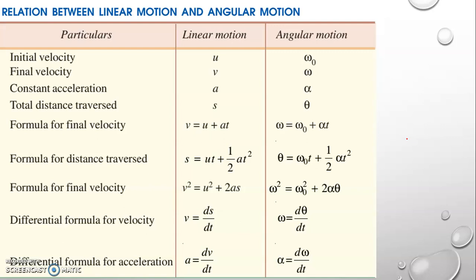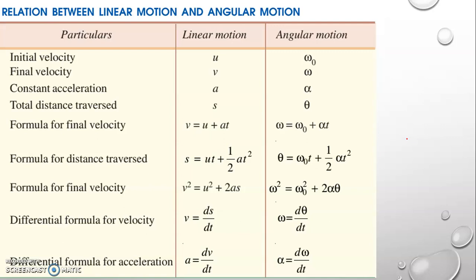Here is a comparison between the linear motion and angular motion. Initial velocity is denoted by u in linear motion, omega naught in angular motion; final velocity v, omega; constant acceleration a, alpha; distance traveled s, theta. Formula for final velocity: v is equal to u plus at, omega is equal to omega naught plus alpha t. Formula for distance traveled: s is equal to ut plus half at square, theta is equal to omega naught t plus half alpha t square. Formula for v square: v square is equal to u square plus 2as, omega square is equal to omega naught square plus 2 alpha theta.